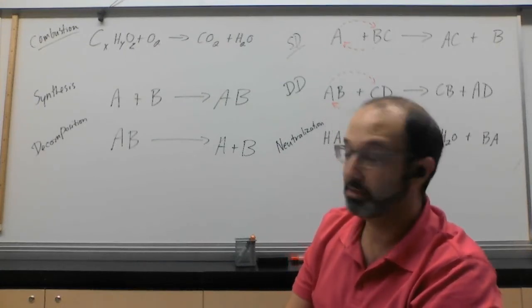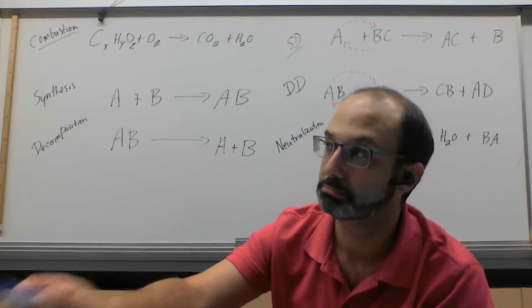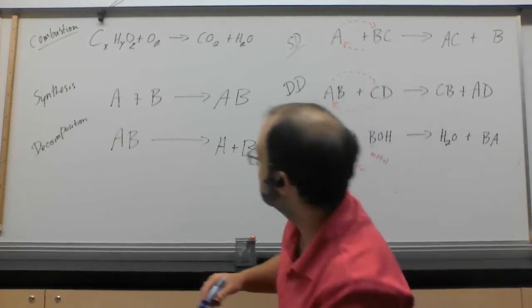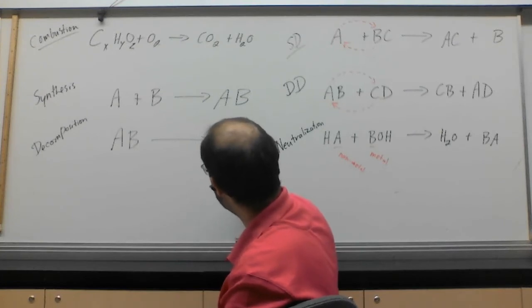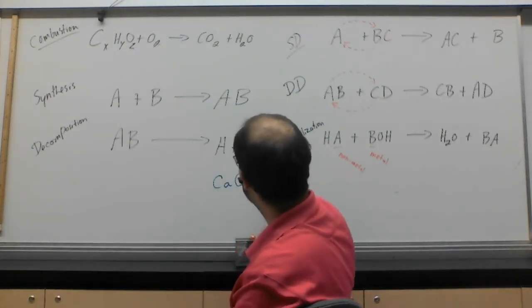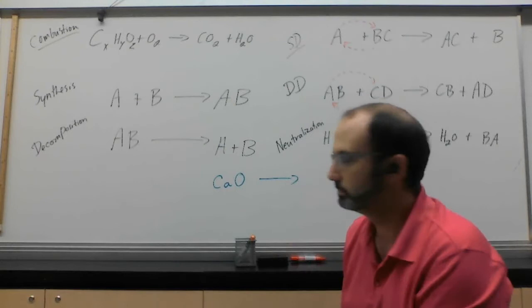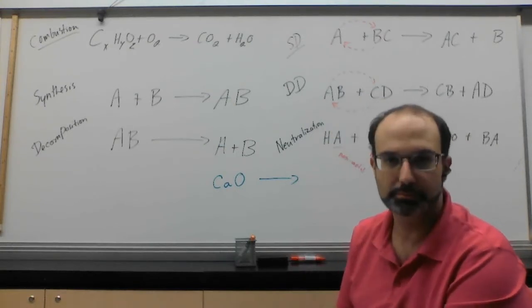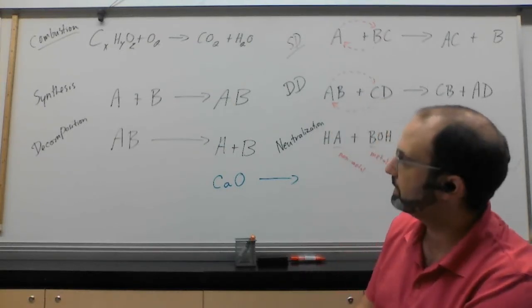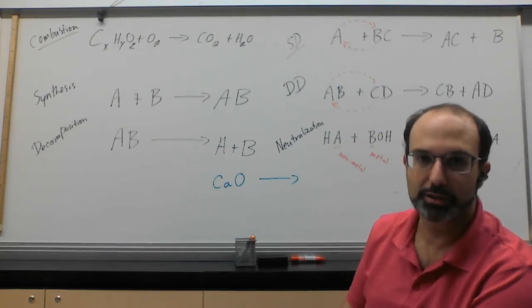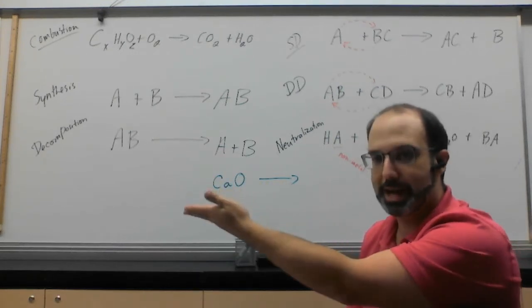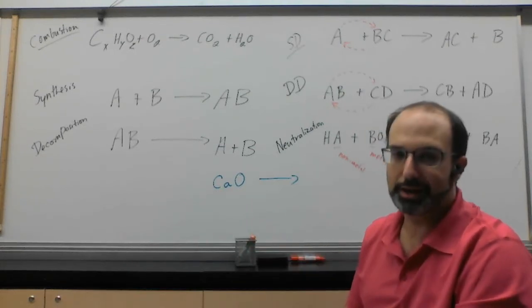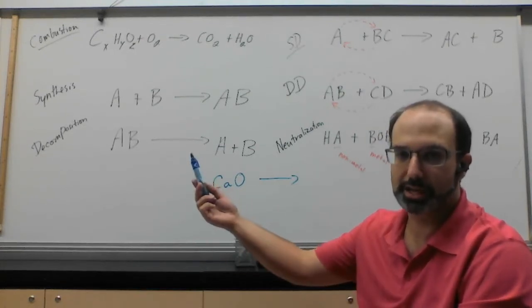So if you see just something like, I don't know, can I make one up? If you just see CaO arrow, what does that have to be? Well, if you look quickly through the list, it has to be decomposition, because decomposition is the only one that has a single reactant on the reactant side. All right, bad example, Mr. C. You just used that example right there.